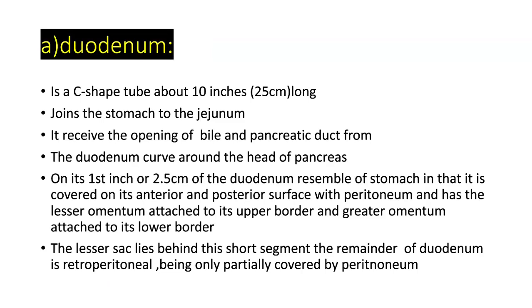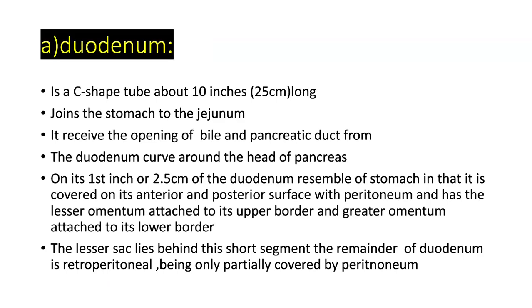The first part, the duodenum, is a C-shaped tube around 10 inches long, joining the stomach to the jejunum. It receives the opening of the bile and pancreatic ducts. The duodenum curves around the head of the pancreas. The first part, on its first inch, 2.5 centimeters.